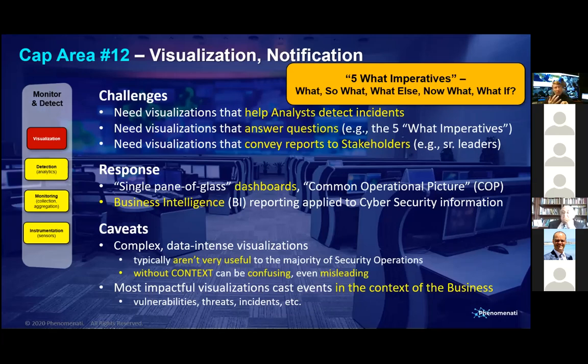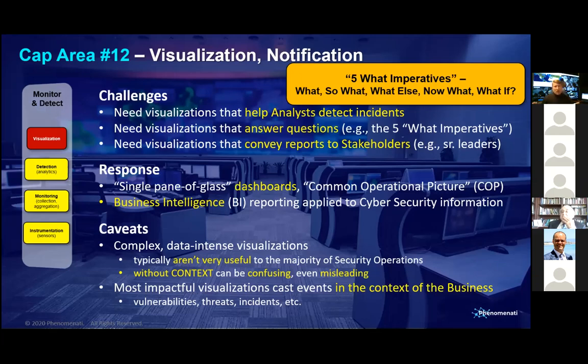What? What is happening? What do I need to pay attention to? The second, so what? When I have an event, can I put it in terms of the business? Who cares? So what? Third, what else? No adversary is doing things one at a time. There is no event you will ever see that is happening in isolation. What else? Back to the intelligence picture, can I put together the picture of the adversary and what they're trying to do? Now what?